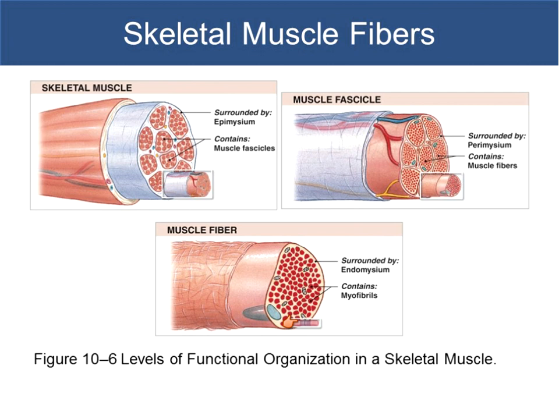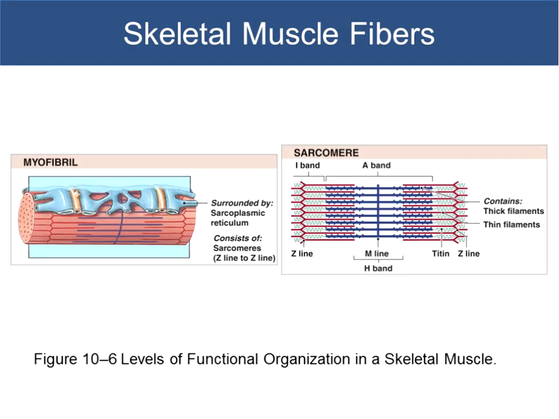They have myosin myofilaments in the A band. They'll have actin myofilaments in the I band. There are titin fibers that help stabilize it. From Z line to Z line is one sarcomere, and so forth. So here's that myofibril. From Z line to Z line, we call it a sarcomere.